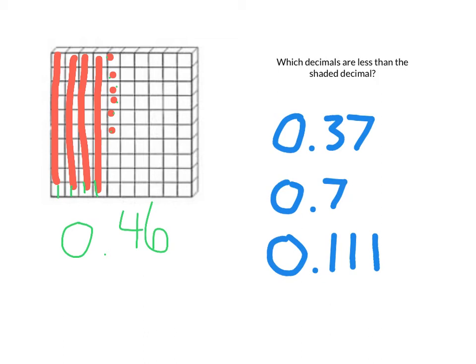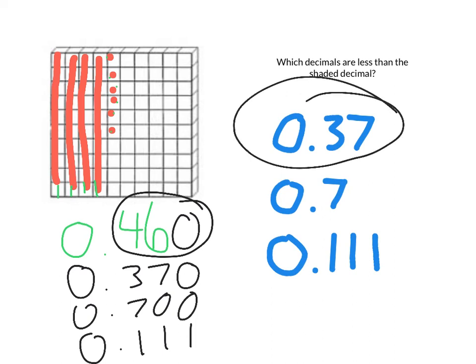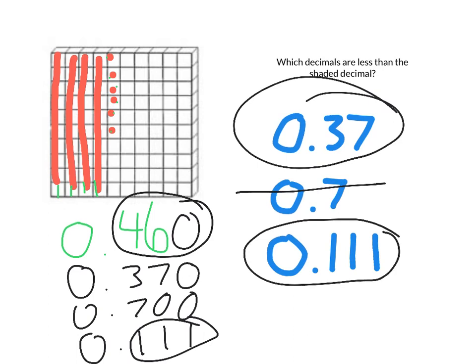And now I need to just stack my decimals here. I automatically added in my 0 because I knew I needed to have equivalent place values. And now I see I'm going to need to have equivalent place values, so I need to add in a 0. So now I'm looking for things that are less. Well, this is like having 460 pieces. Well, 370 pieces is less than 460 pieces. Well, 700 pieces is definitely much bigger than 460 pieces. And 111 pieces are less as well. So it's the same kind of question, I just asked it in a slightly different way.